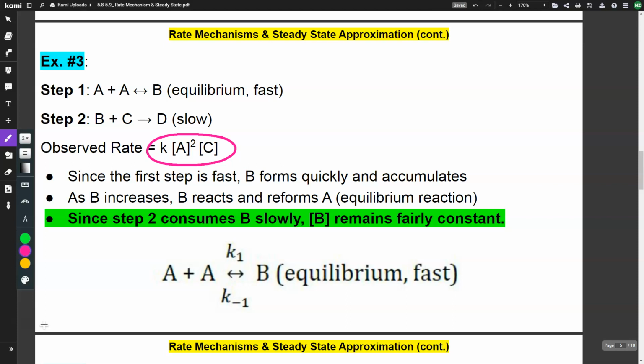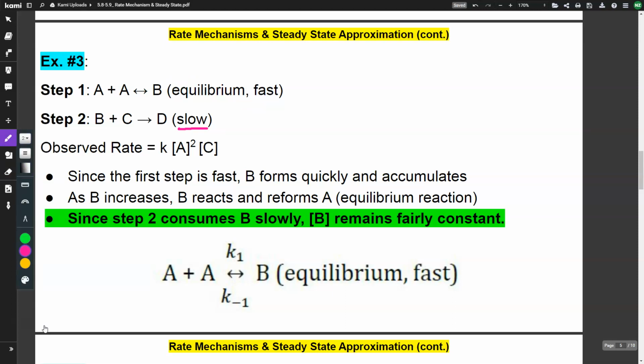A squared times C. Okay, now looking at the two steps, we're told step 2 is our slow step, step 1 is our fast step. Now normally with a slow step, if it's not the first step, to find your rate, you would have to add any steps before the slow step to the slow step and then cancel out intermediates. But there's a little curveball here because this is at equilibrium. Okay, so because it's at equilibrium, it presents a new challenge.